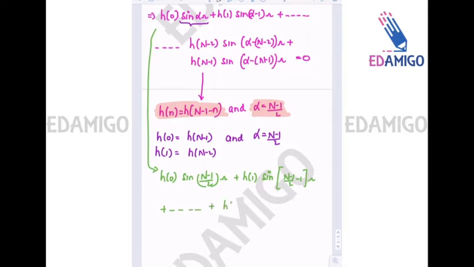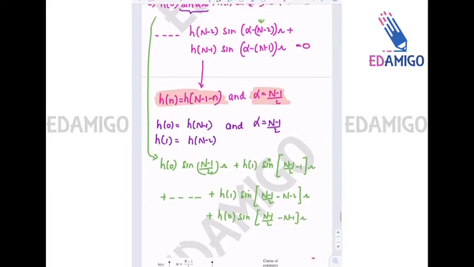The second last term will be h of capital N minus 2, so that is actually equal to h of 1, so the second last term will be h of 1 sine of alpha is capital N minus 2, so the second last term is this. Okay, so capital N minus 1 divided by 2 minus n minus 2 sigma. The last term is h of capital N minus 1, that is h0 sine of alpha is n minus 1 divided by 2 minus n minus 1 sigma.